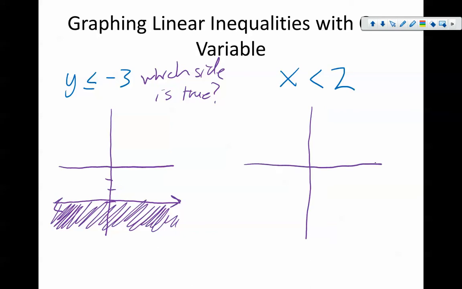What about this example over here? This is x is less than 2. So here's 2, and here's my line. Oops, that was a terrible line. Not even close to what I needed it to be. And here's my line.